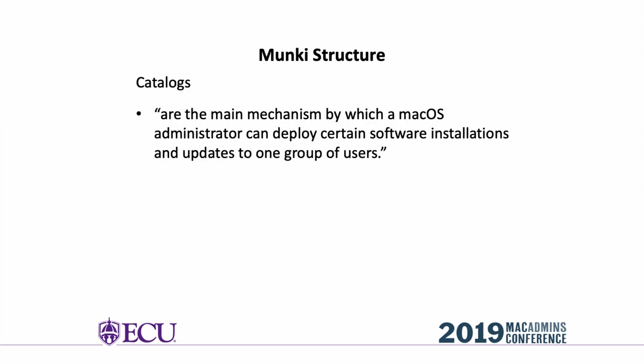And next is catalogs. Munki catalogs are the main mechanism by which a macOS systems administrator can deploy certain software installations and updates to one group of users while denying those same installs and updates to another group. Additionally, Munki catalogs allow for filtering which versions of installer items are visible to a specific group of Mac machines.